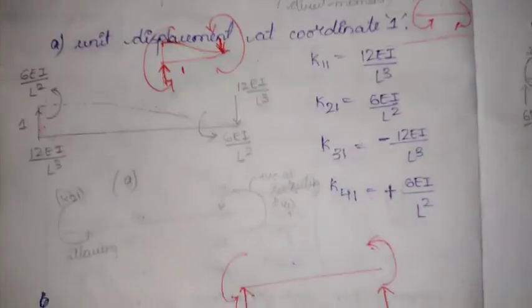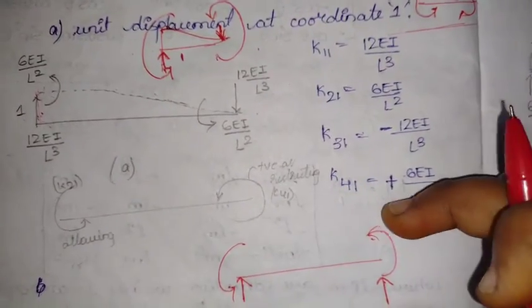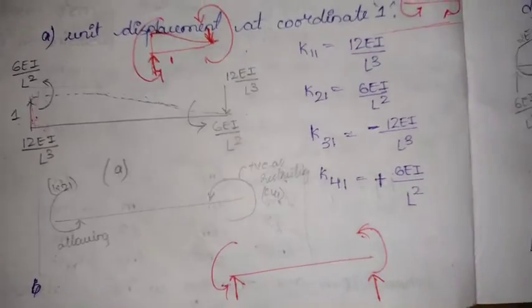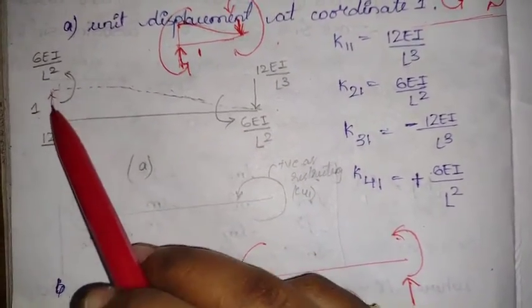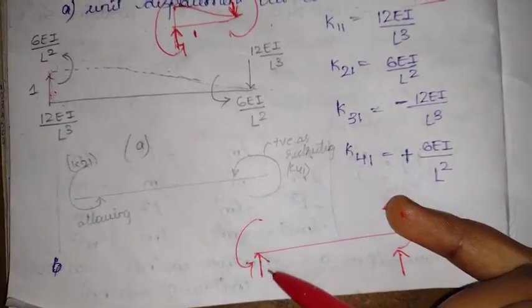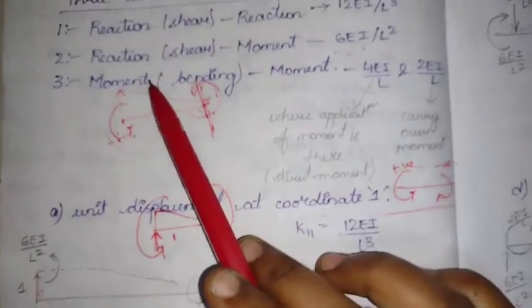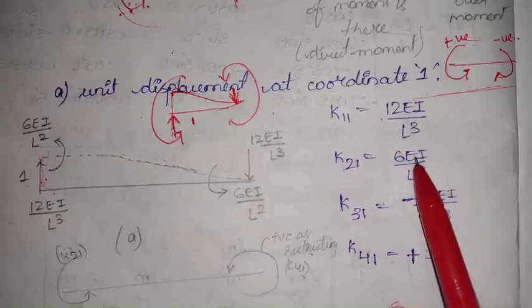So these were the directions we have considered. Whatever directions are opposite to the ones we considered would be negative. See, K11 is in the upward direction, and here 1 is also in the upward direction, so it would be positive. And I told you, whenever it is reaction and reaction, it would be 12EI by L cube. So K11 would be 12EI by L cube.